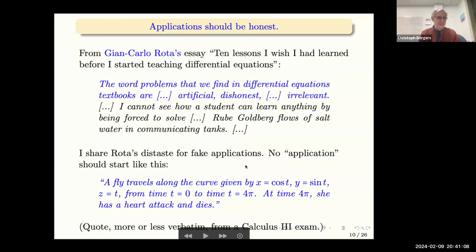And then another principle to adhere to, of course, is that the applications should be honest. I read the essay by Rota, 10 Lessons I Wish I Had Learned Before I Started Teaching Differential Equations. I find things in there that I like very much, and I find things in there that I don't like and that I don't agree with. But this I do like. Rube Goldberg flows of salt water in communicating tanks don't serve any purpose.